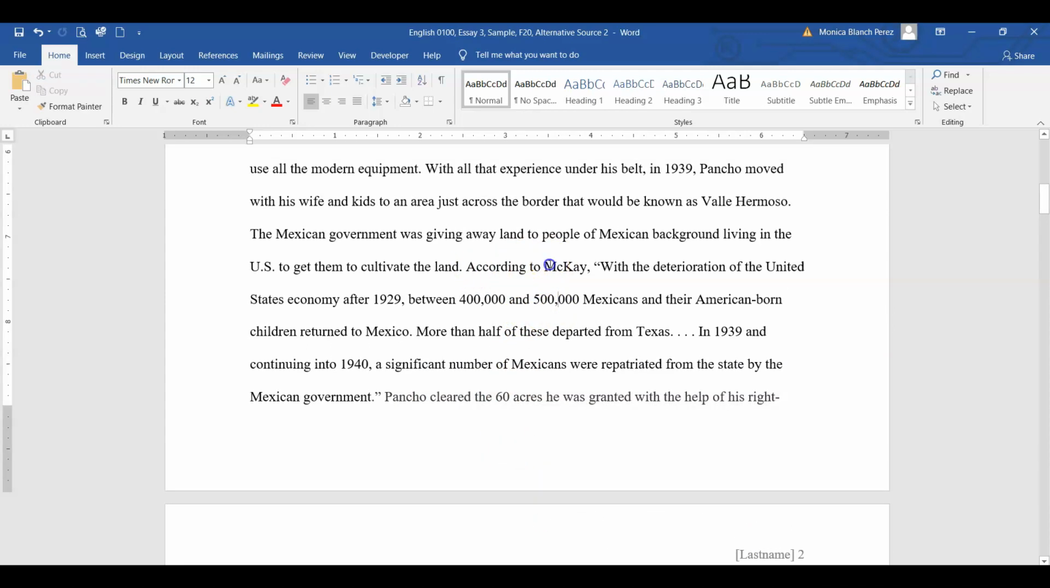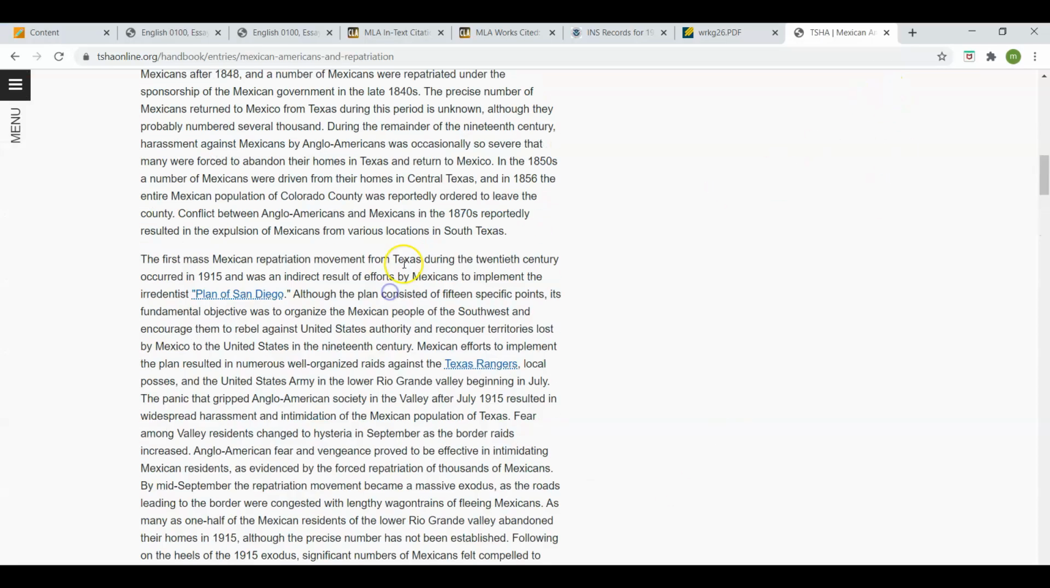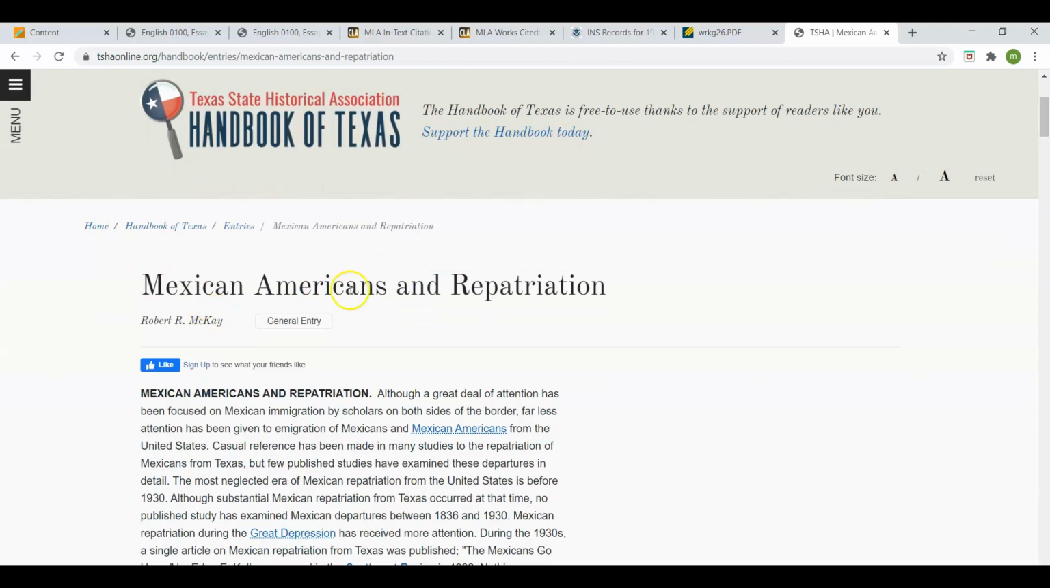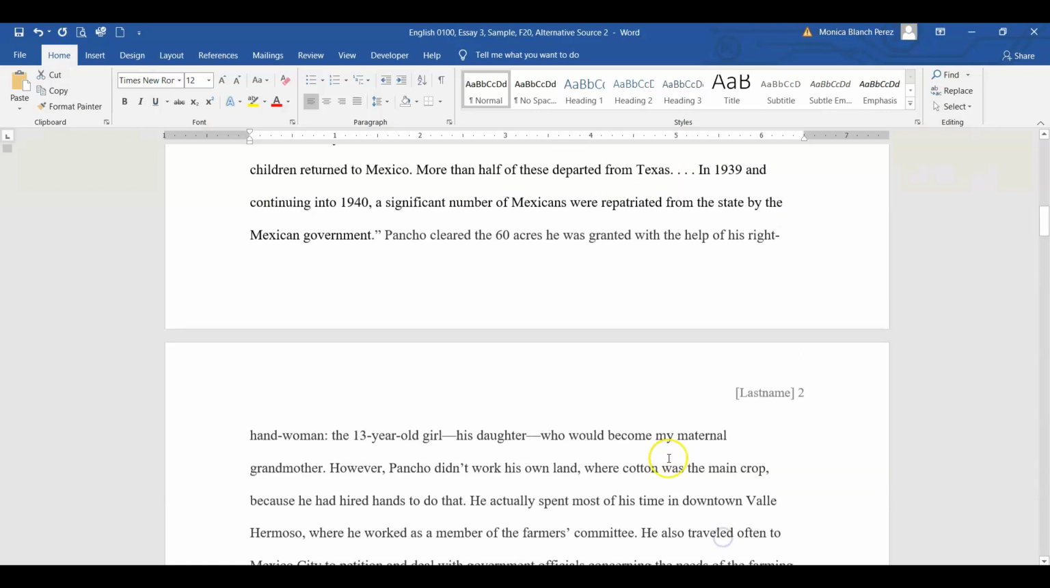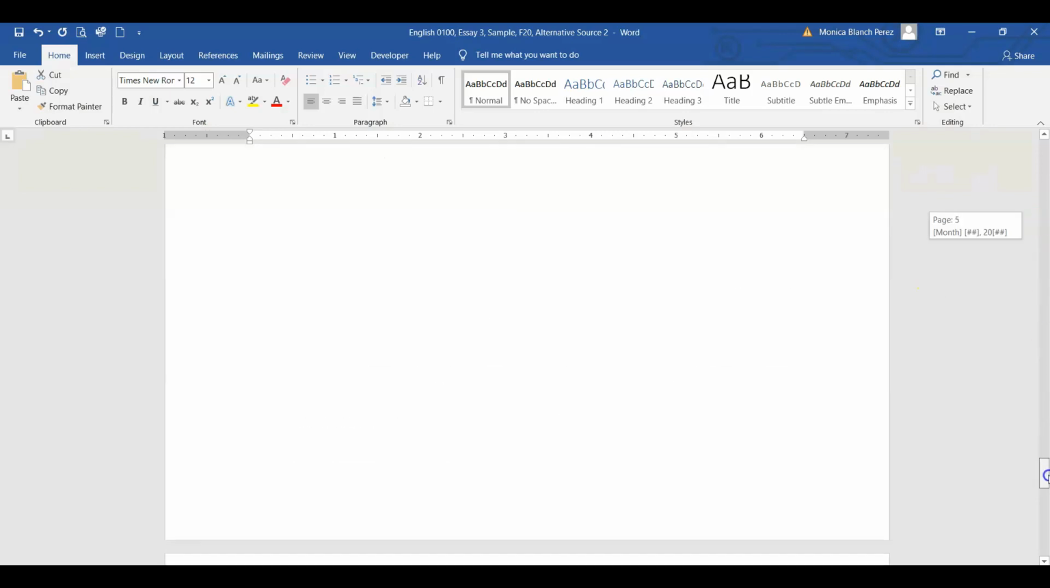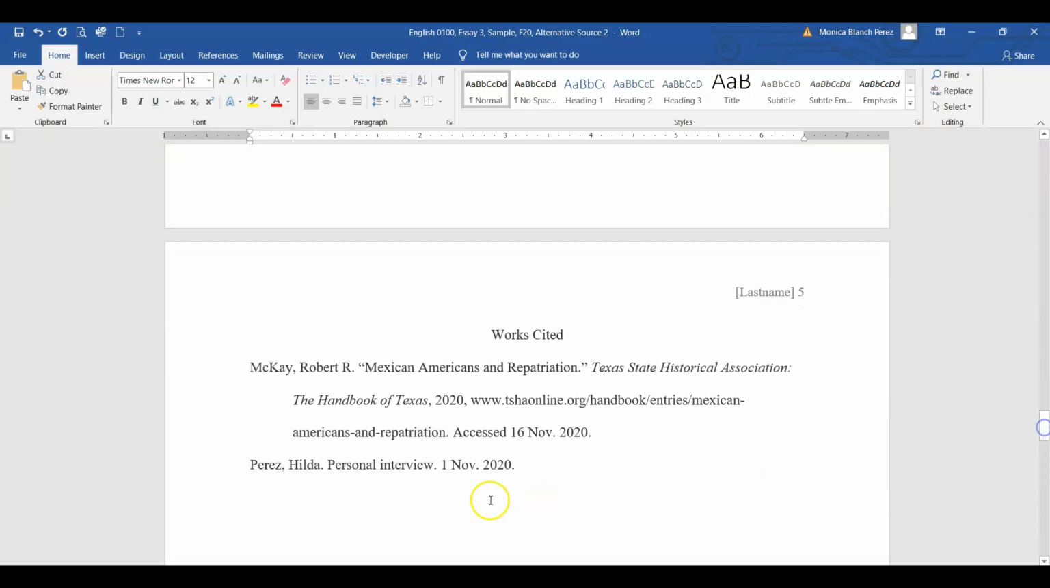And notice how I did it. I had an author's name, right? The author's name is McKay. It's shown right at the beginning, right? And so all the information I needed was there. And that's how I created my works cited entry, right, with the information. The date only showed 2020.